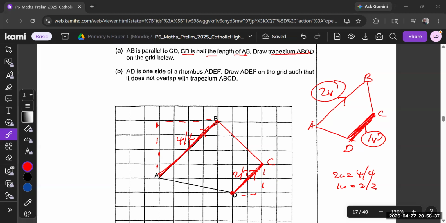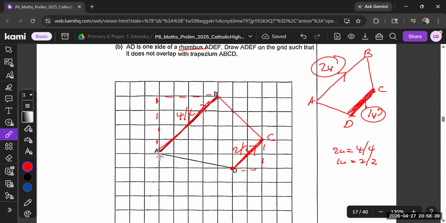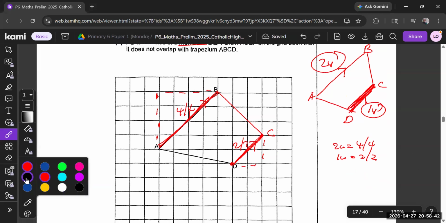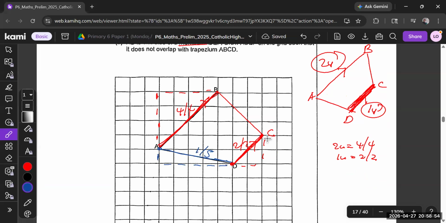Next one. How do you draw a rhombus? Okay, let's do this. I think some of you may draw this, which is wrong. How long is this line? Do the same thing. From here, go down 1, 2, 3, 4, 5. 1 by 5, or 5 by 1.